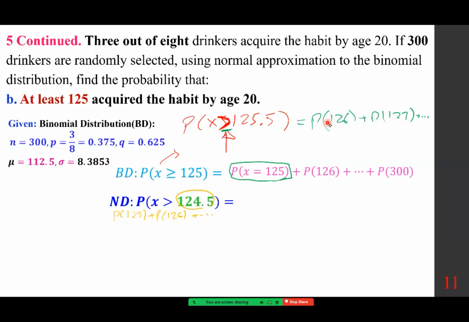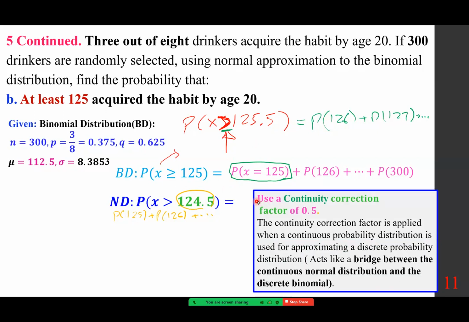Okay. Now I want to discuss this continuity correction factor and the meaning of it. Could somebody read this continuity correction factor? Go ahead. Somebody read that, please. Use a continuity correction factor of 0.5. The continuity correction factor is applied when a continuous probability distribution is used for approximating a discrete probability distribution. It acts like a bridge between the continuous normal distribution and the discrete binomial. Excellent, thanks.